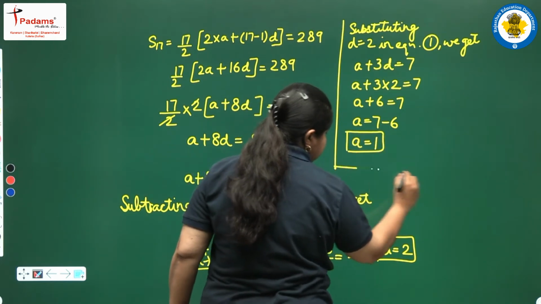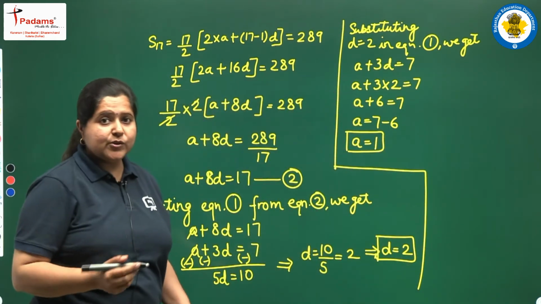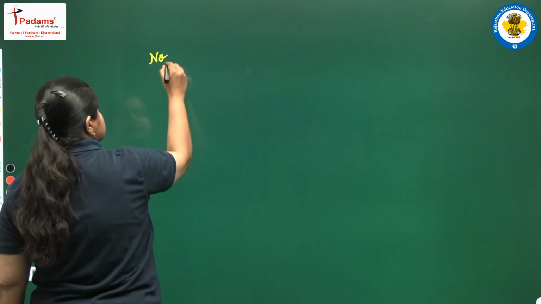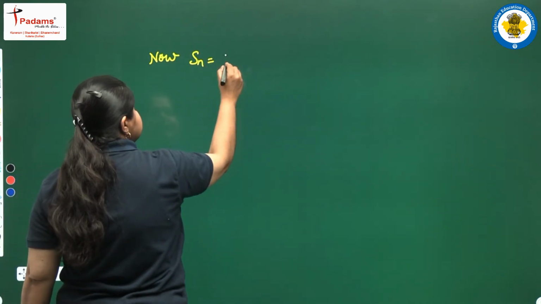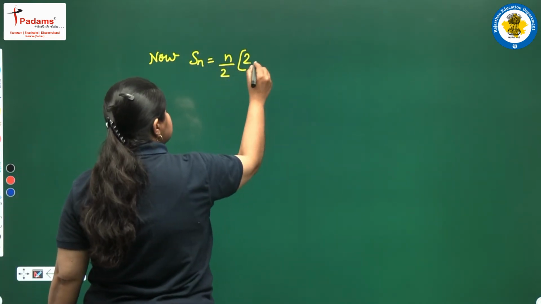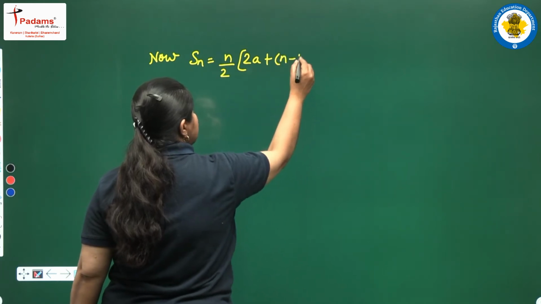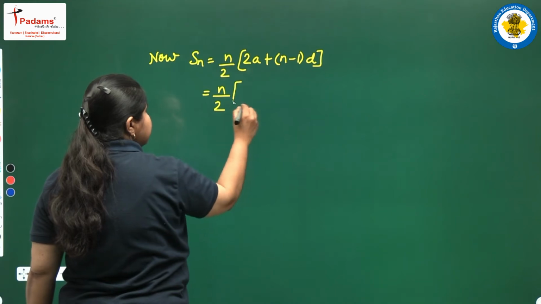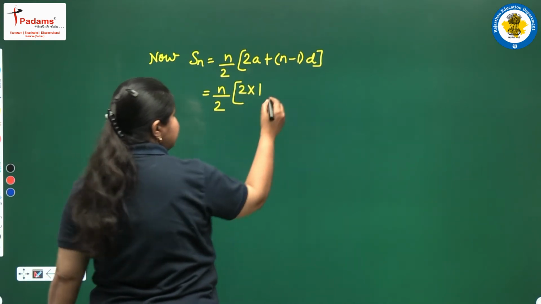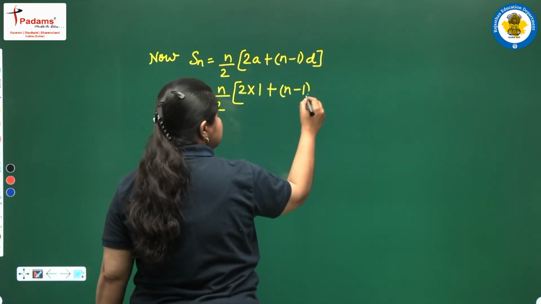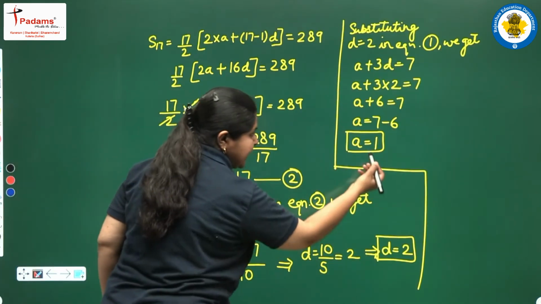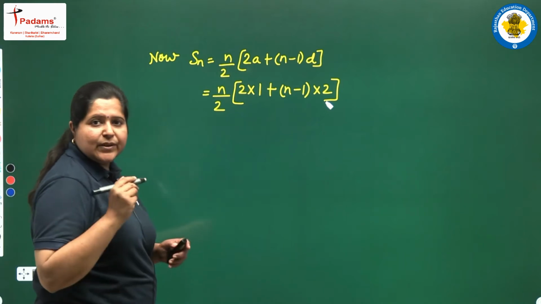Now we have got the values of a and d, and now we can easily find the sum of first n terms. We take the next page. Now Sn is given as n by 2 into 2a plus n minus 1 into d, and now we will place in the values of a and d. 2 into a, which is 1 we have found, plus n minus 1 into 2. The value of d we have found to be 2. Just have a look, d is 2 and a is 1. So the same values we have put here in the equation.